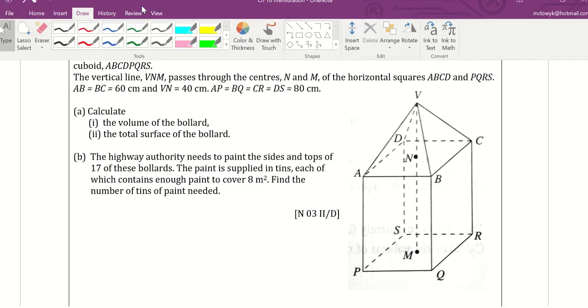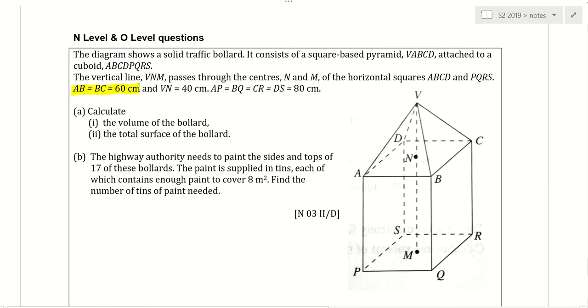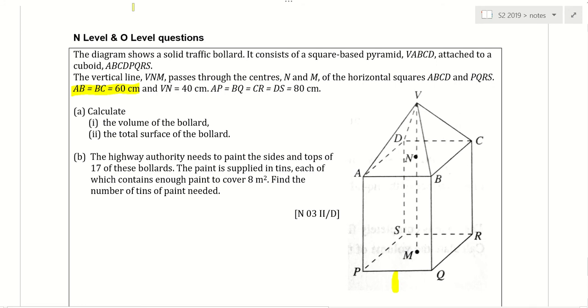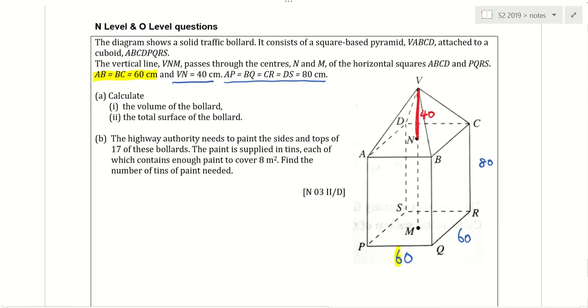Now, so first step is to transfer the information into the diagram. Since half of you have already done it, so I'll go pretty quickly. So this is 60. This is 60. This means that this is 80. This means that the Vn is 40. Okay, we are good to go.